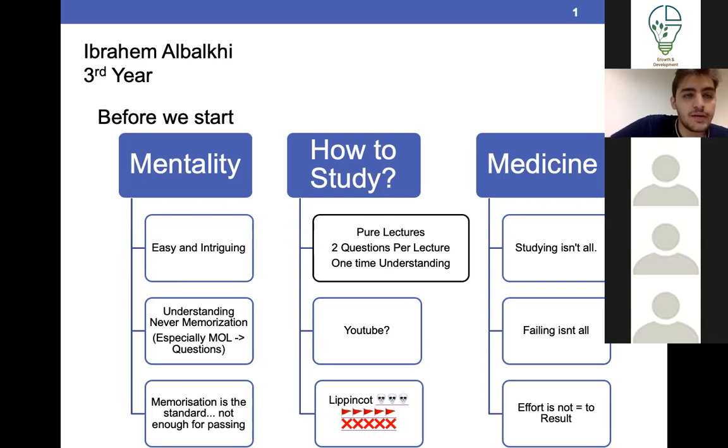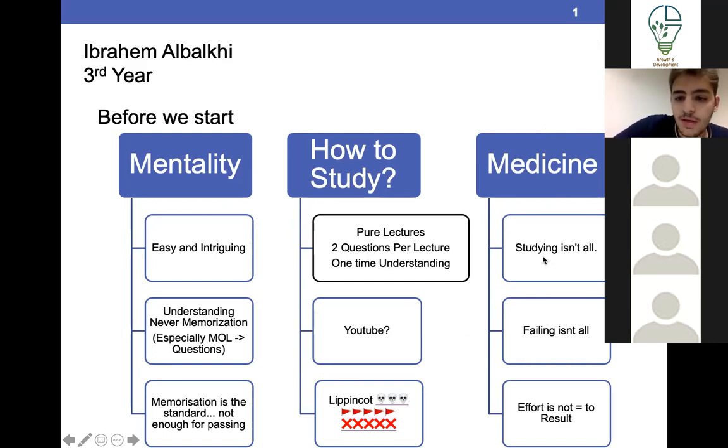And you need to know that each lecture usually covers 2 questions, so when you study, you should keep that in mind. I recommend that you stick to lectures and watch YouTube videos if you don't understand something. As for lipping cut, don't ever use it, in my opinion, because it might confuse you at first and it will take so much time that you don't have. Okay.